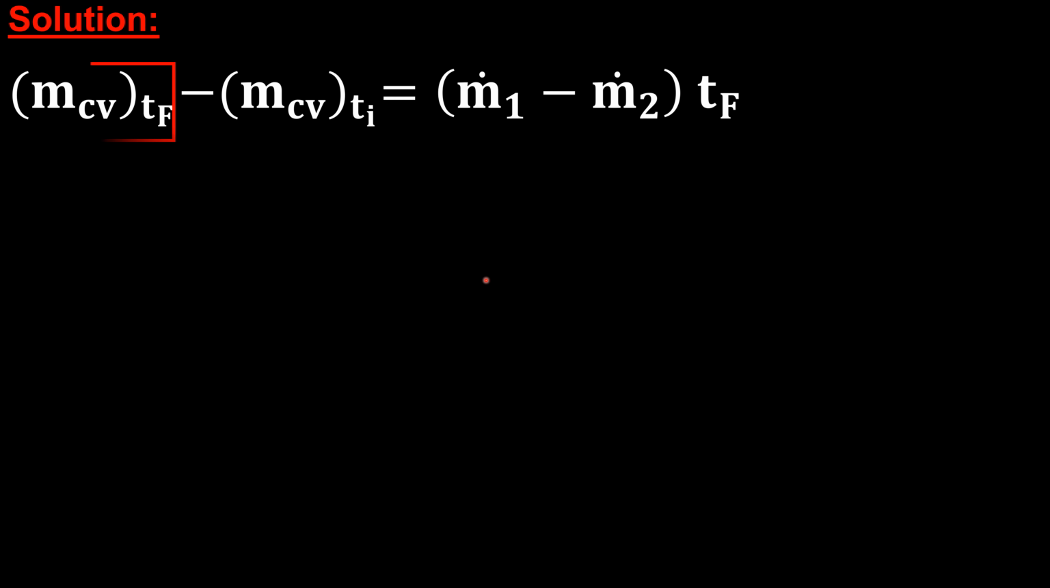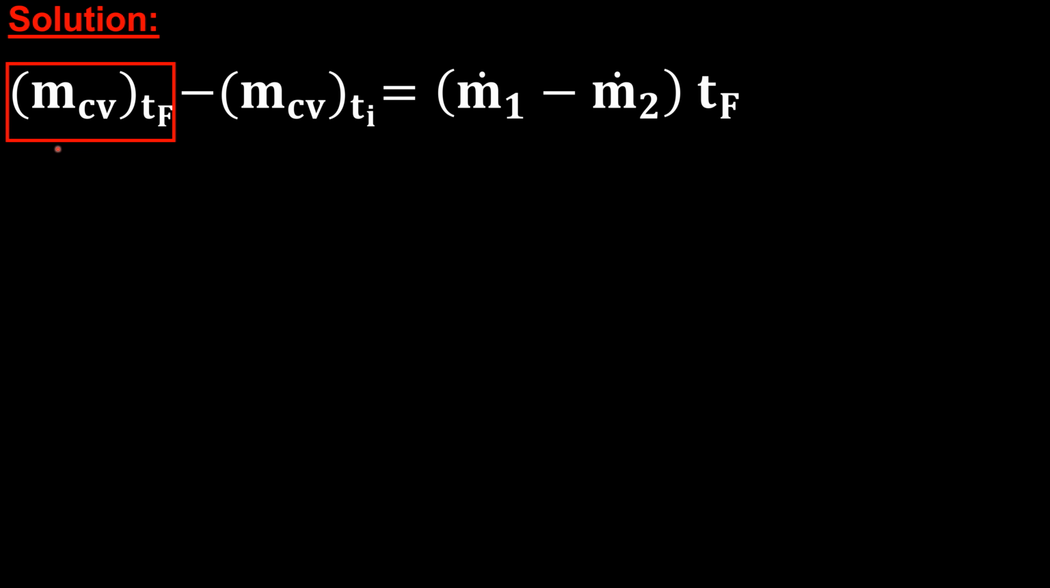So here remember the antiderivative of dm, or similar to delta x, is m. So it will be final mass minus initial mass equal to the mass flow rate entering minus the mass flow rate exiting. This is a constant value. It will exit the integral, and we take the integral of dt, which will be t, and remember the initial time is 0, so it will be the final time only.